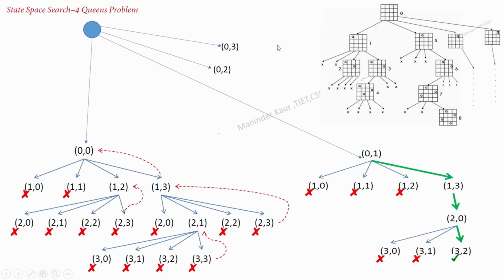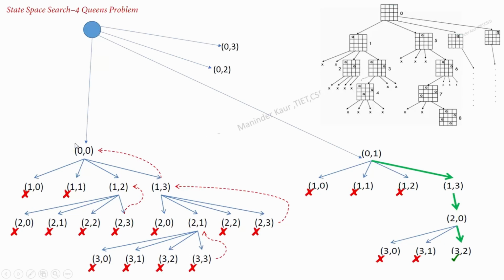Now if you consider the state space search for this 4 queen problem, you can write the same using this notation by representing the indexes of the rows and columns where the queen will be placed. Now, possible indexes for the placement of the first node can be either 0 0, or 0 1, or 0 2, or 0 3.